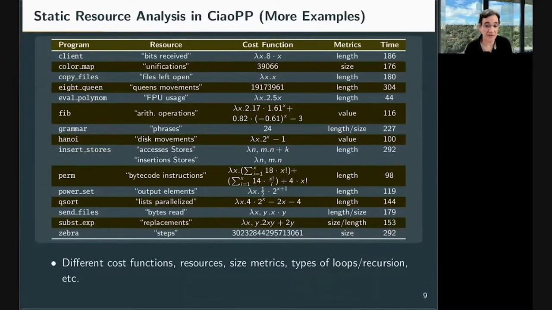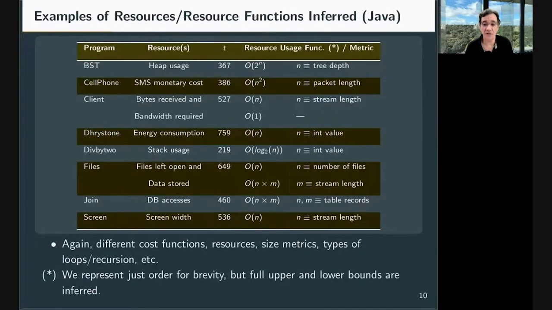This is a table that provides some examples of the types of resources that can be defined. You see them here with our parametric resources approach, including assertions and deletions, disk movements, arithmetic operations, bytes read or written, and so on, and for a variety of programs. You can also see that the cost functions inferred by the systems can be linear, quadratic, polynomial, exponential, a great variety. These are some other examples from Java programs obtained by analyzing the bytecode. And again, we can see many application-oriented resources, such as bandwidth required, SMSs, monetary cost, energy consumption. And then again, we see different cost functions, resources, size metrics, types of loops, and so on.